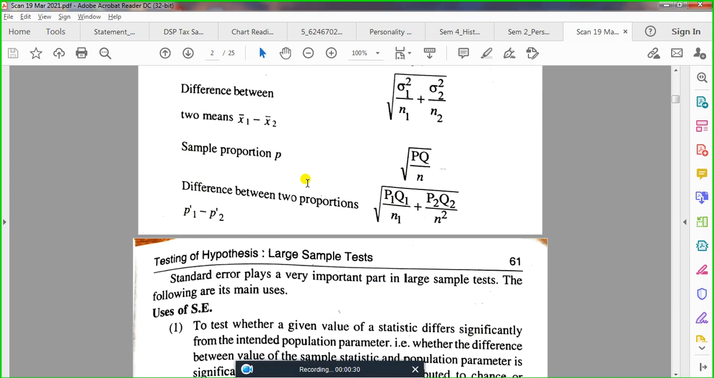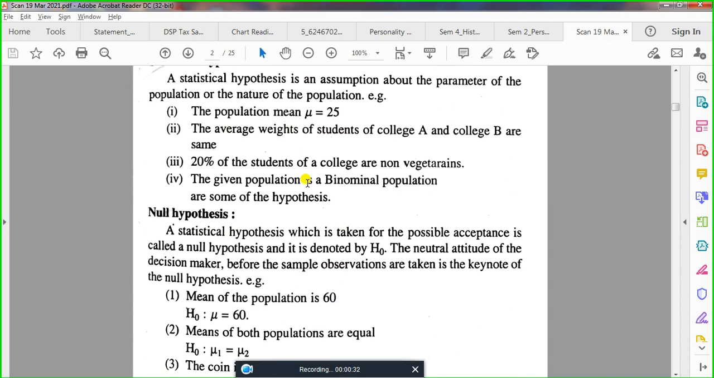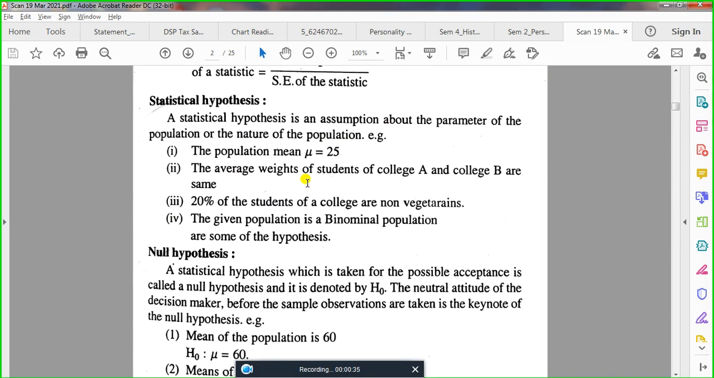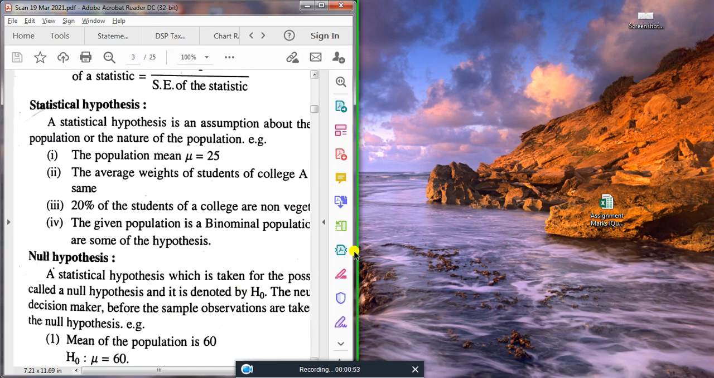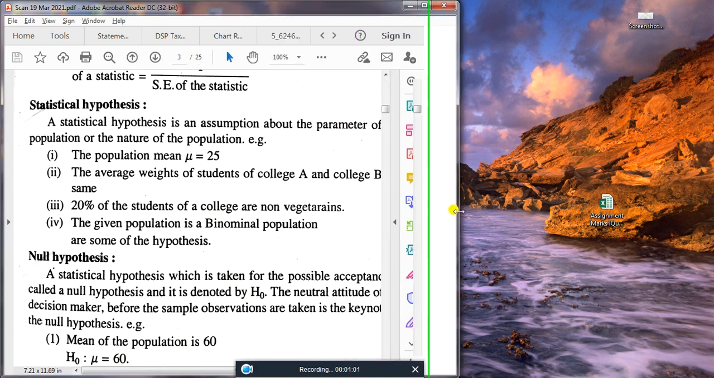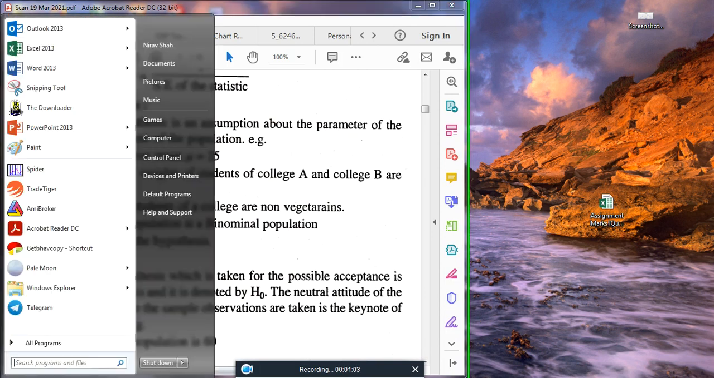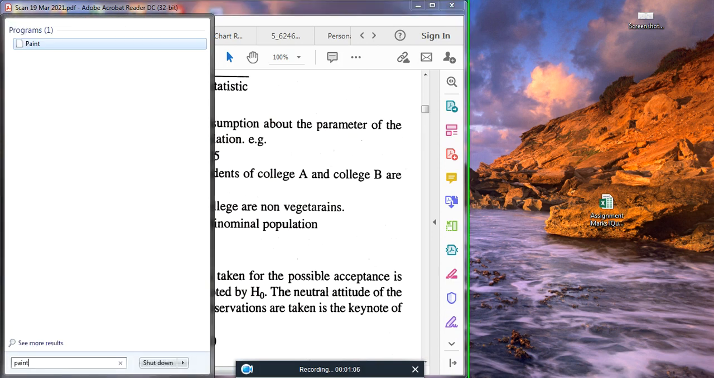So first of all, let me finish this part. Statistical hypothesis: I already discussed that an assumption regarding the parameter is called a hypothesis, nature of hypothesis. Now null hypothesis: the statistical hypothesis which is taken for possible acceptance is called the null hypothesis, and it is denoted with H naught. At the same time, let me open the Paint part, so whenever I feel like writing something, I can do that. Let me open it first. Paint.